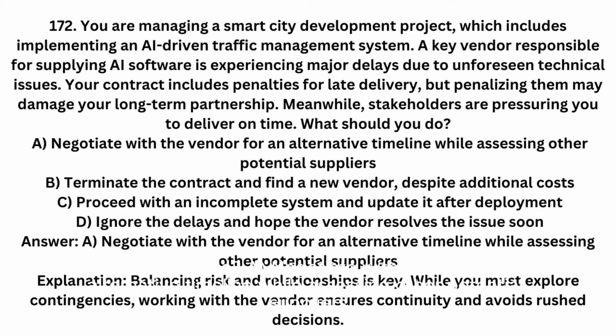Negotiate with the vendor for an alternative timeline while assessing other potential suppliers. B. Terminate the contract and find a new vendor, despite additional costs. C. Proceed with an incomplete system and update it after deployment. D. Ignore the delays and hope the vendor resolves the issue soon. Answer: A. Negotiate with the vendor for an alternative timeline while assessing other potential suppliers. Explanation: Balancing risk and relationships is key. While you must explore contingencies, working with the vendor ensures continuity and avoids rushed decisions.